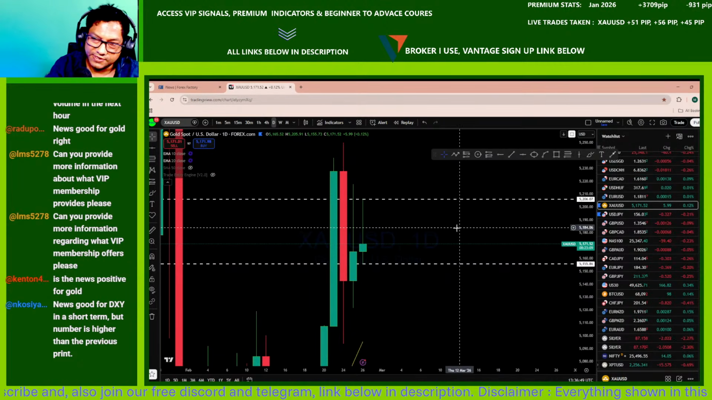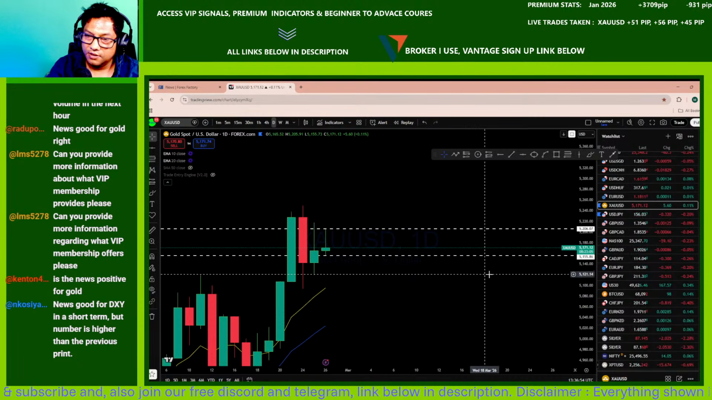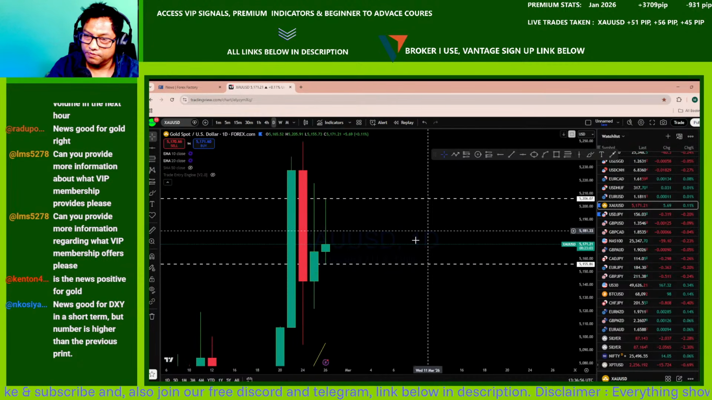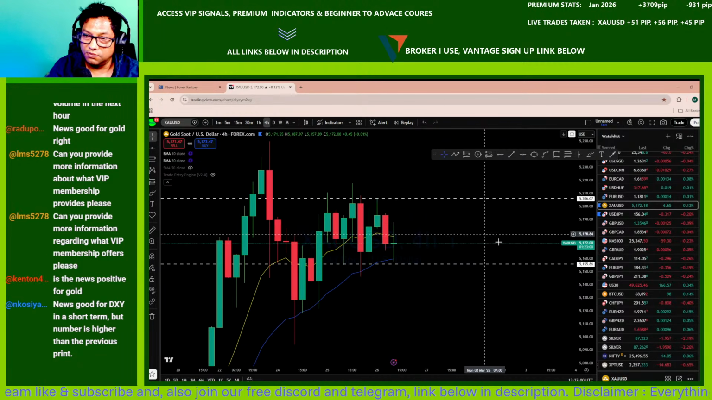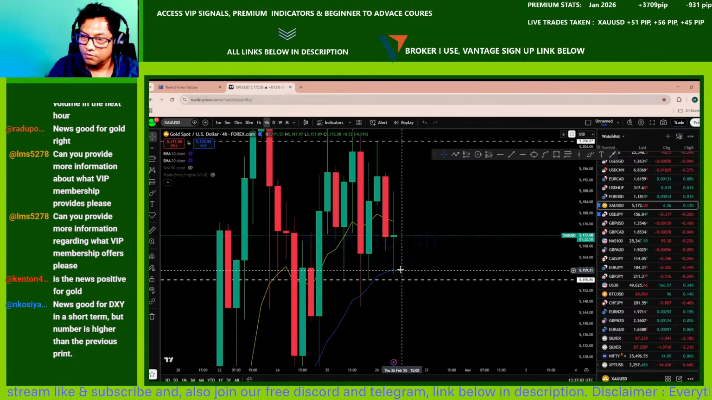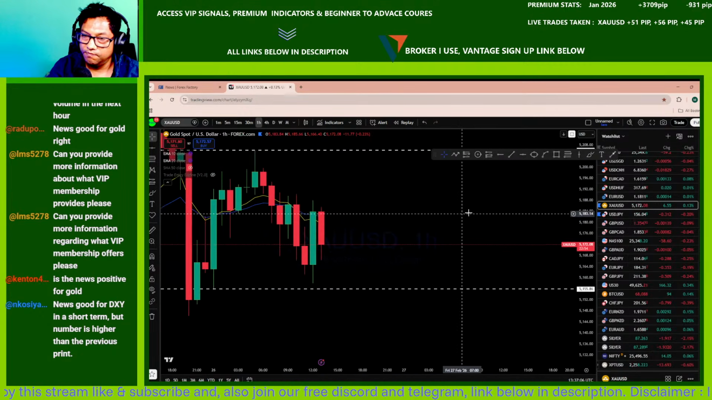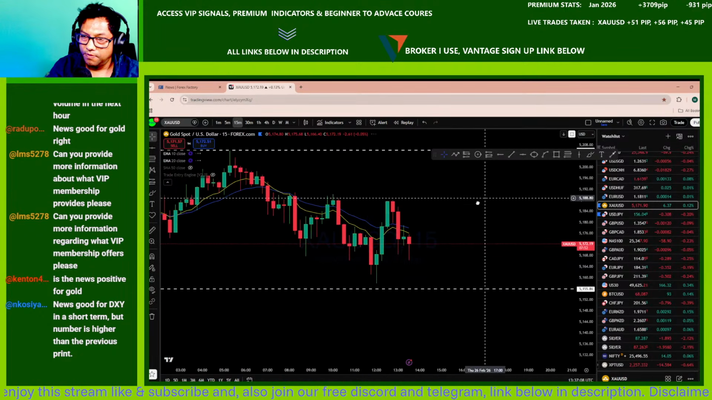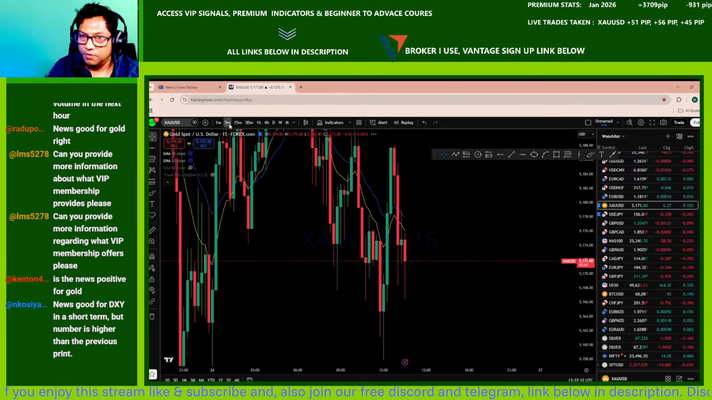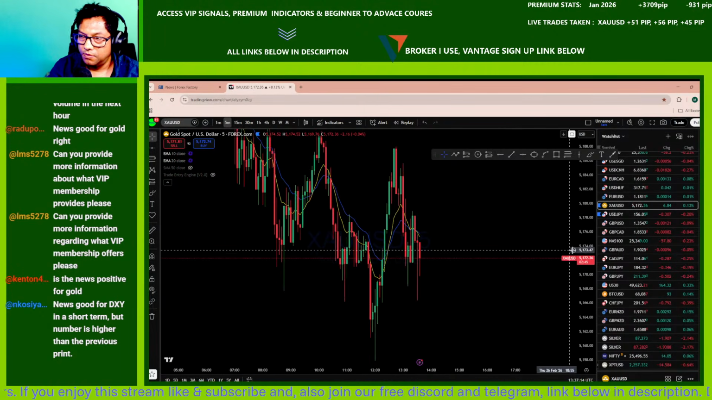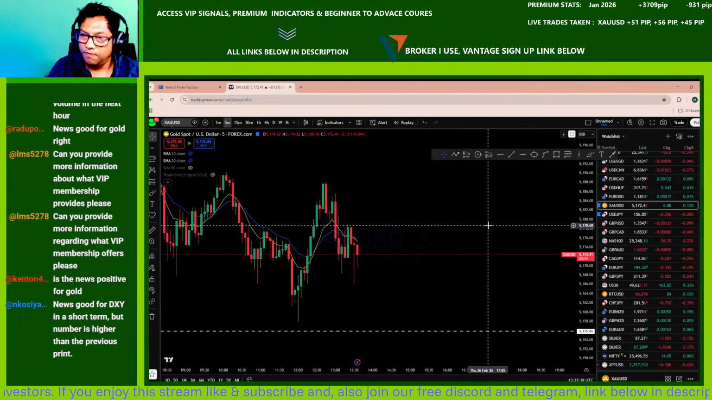Alright, so here is now the daily market. Okay, from this support we can see that it bounced back here from the 20 exponential moving average. This is a long wick here.